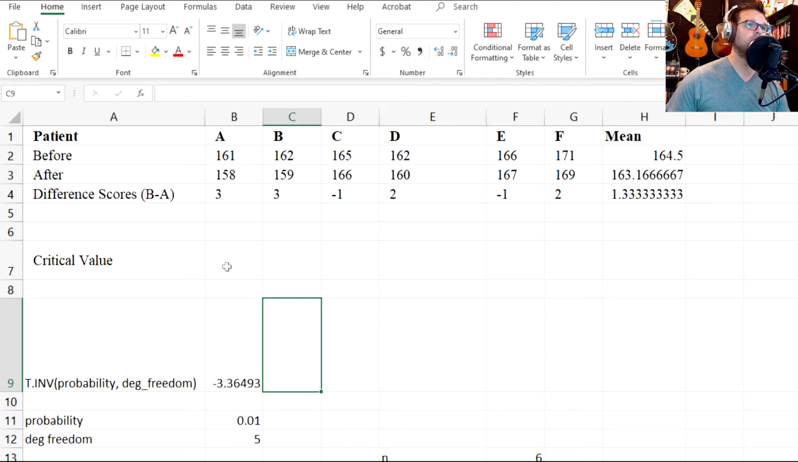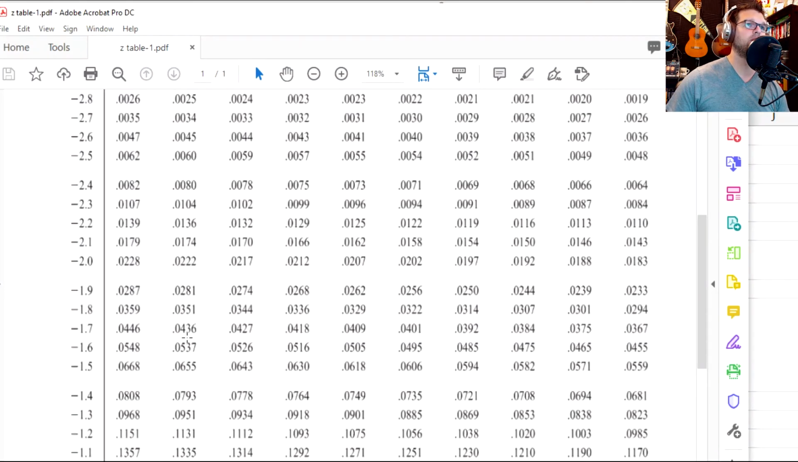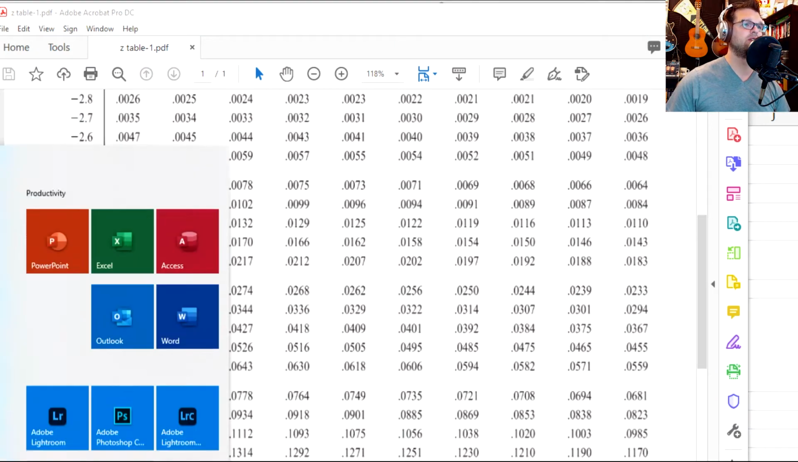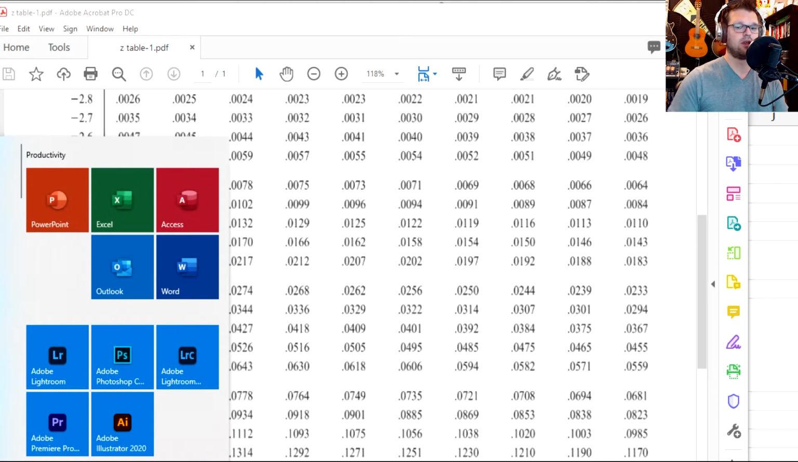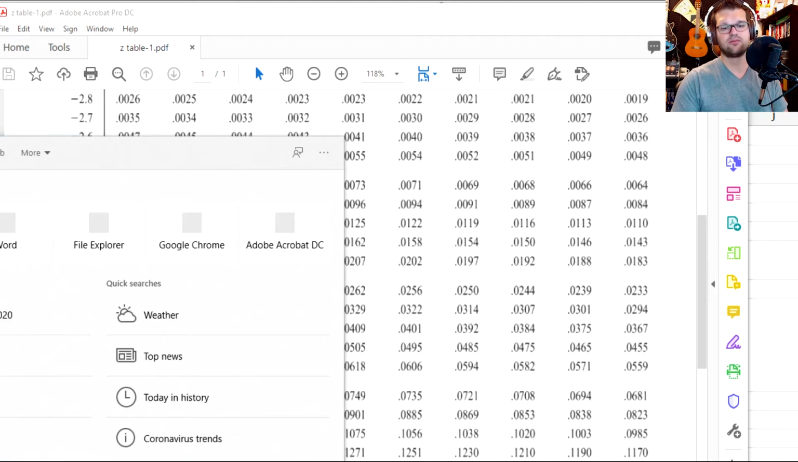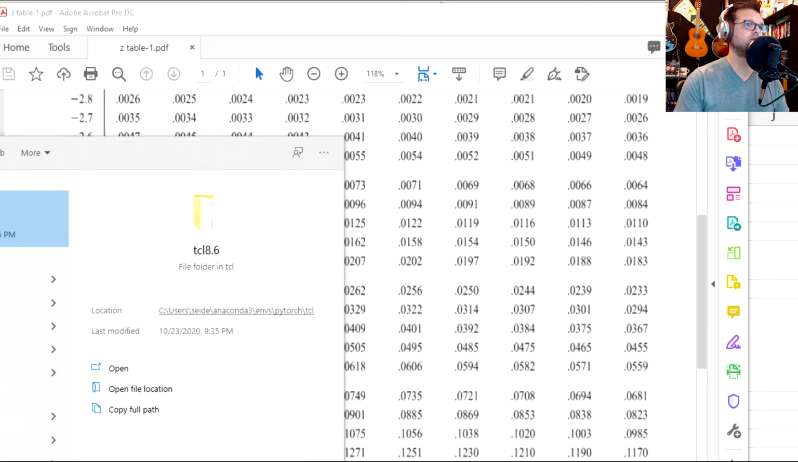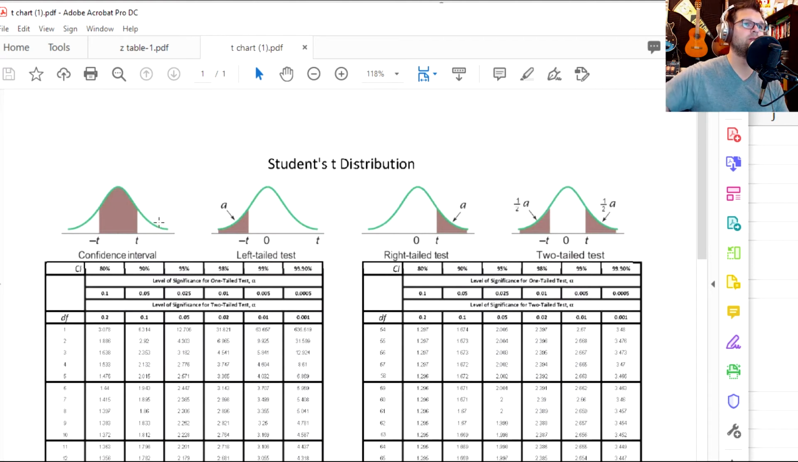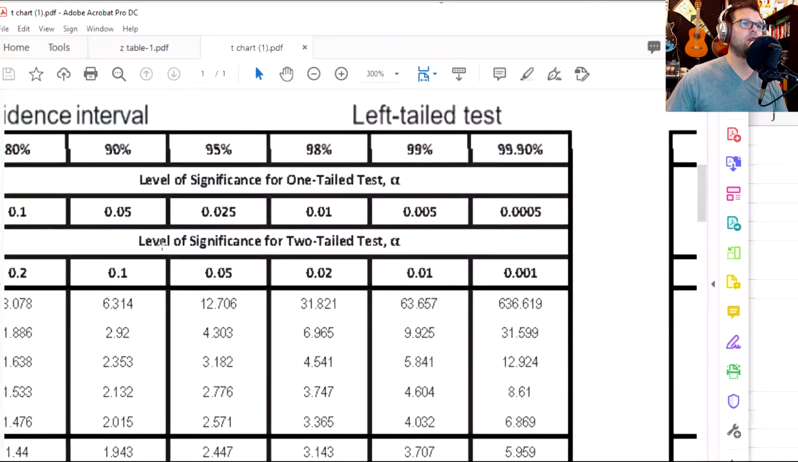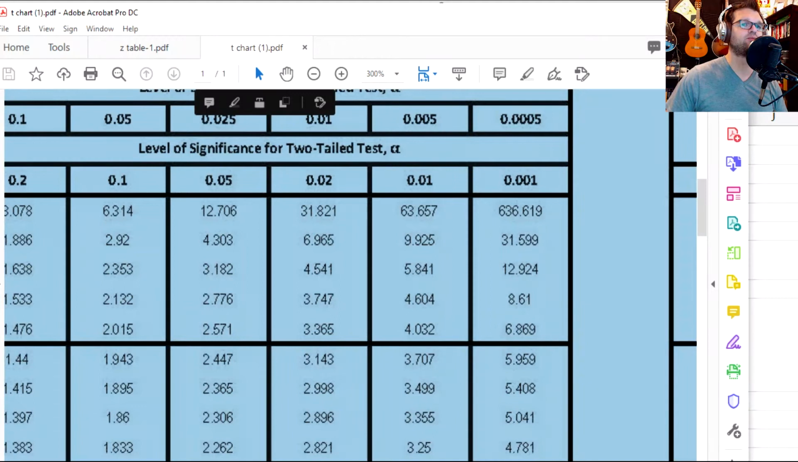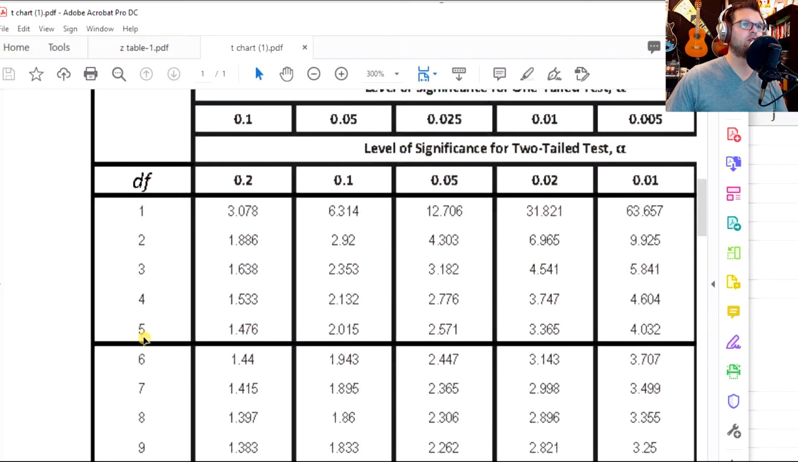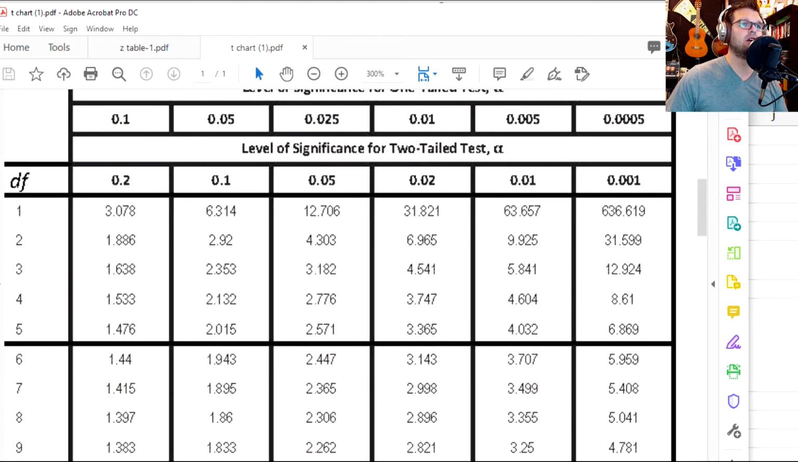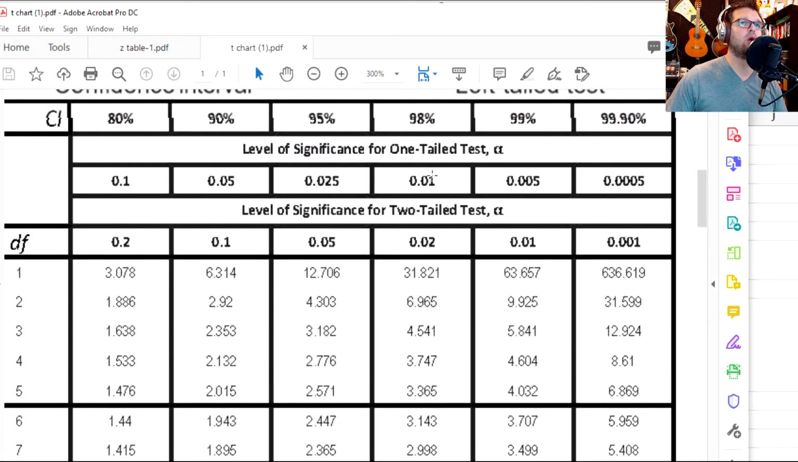We can go with the most traditional way of calculating the critical value by pulling up the t-chart. This is not the t-chart, this is the z-chart. So let me see if I can get the t-chart really quick. There we go, t-chart. So we've got the t-chart right here. And remember, we've got a degrees of freedom. The degrees of freedom that we have is 5. So we've got 5 degrees of freedom. And the alpha is going to be 0.01.